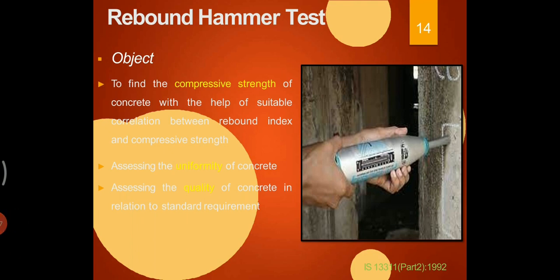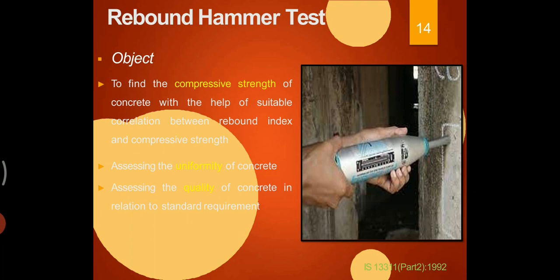First thing, the rebound hammer test. Here there is a figure given, a man handling the rebound hammer. What is he going to find? With the use of this rebound hammer, we can find the compressive strength at present of any specimen or any member. This is the best method which can be done at site. This is an in situ method, to find the compressive strength of concrete with the help of a suitable correlation between rebound index and compressive strength.